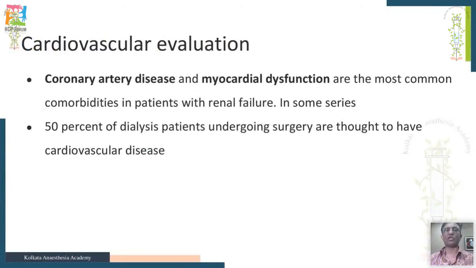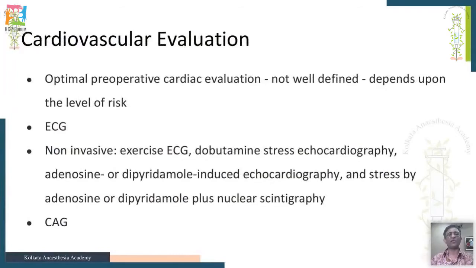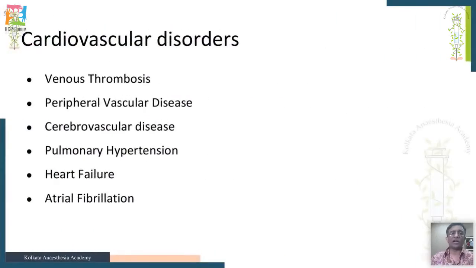Cardiovascular evaluation: it's about coronary disease and LV dysfunction. 50% of these patients with ESKD and on dialysis will have this. The evaluation is just like what we had discussed during the cardiac evaluation: functional status, ECG, non-invasive testing, and finally, if needed, coronary angiogram, if you think that will change the way we manage. Other disorders like venous thrombosis, peripheral vascular disease, and cerebrovascular disease are more common; they are more likely to have pulmonary hypertension and more association with atrial fibrillation.